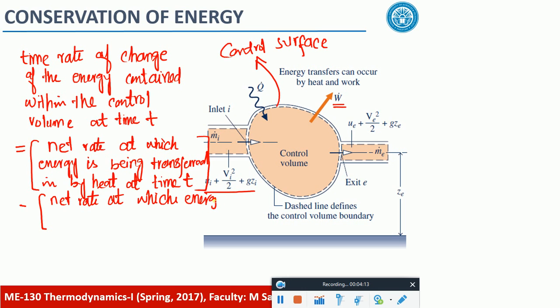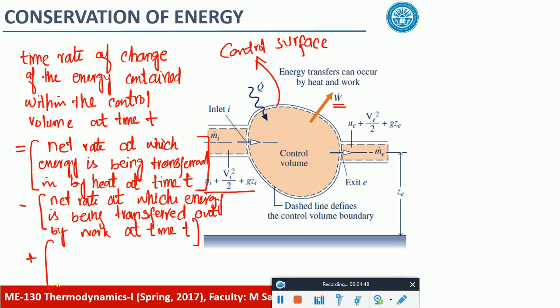at which energy is being transferred out by work at time t. And I told you what the additional term is. To this extent it is applicable to both closed systems and open systems, but for control volumes, the open systems, you have to introduce a new term which belongs to the mass transfer.